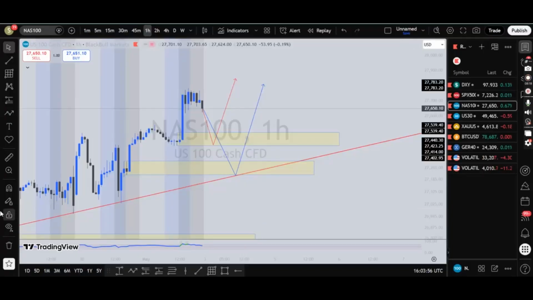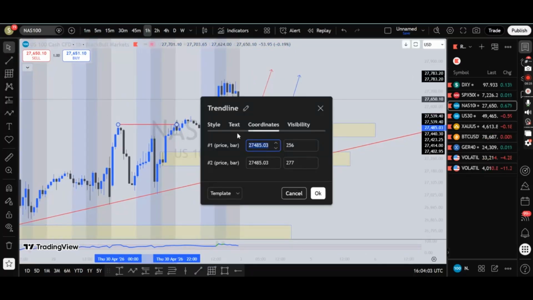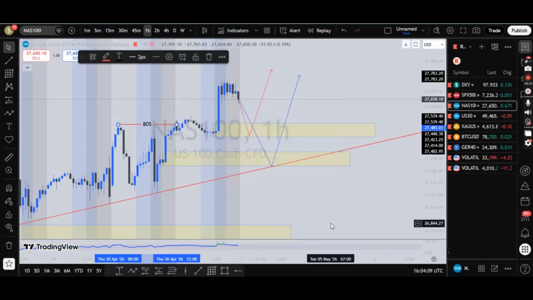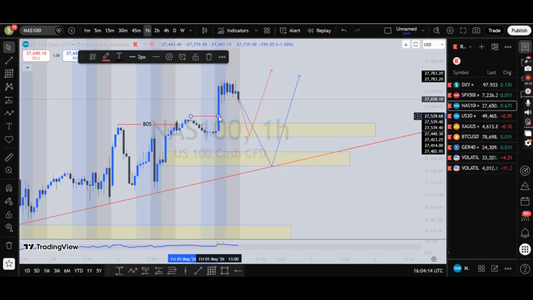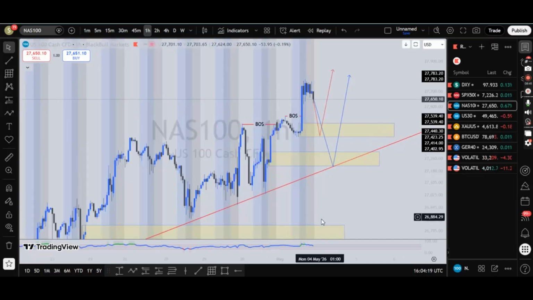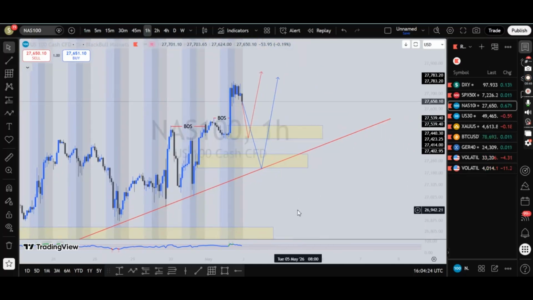So now, let's go on. You can see price has broken structure here. We have a break of structure here. Reverse. Break of structure here. We can also say we have another break of structure here. So we all agree that a break of structure signifies the market is continuing the trend.